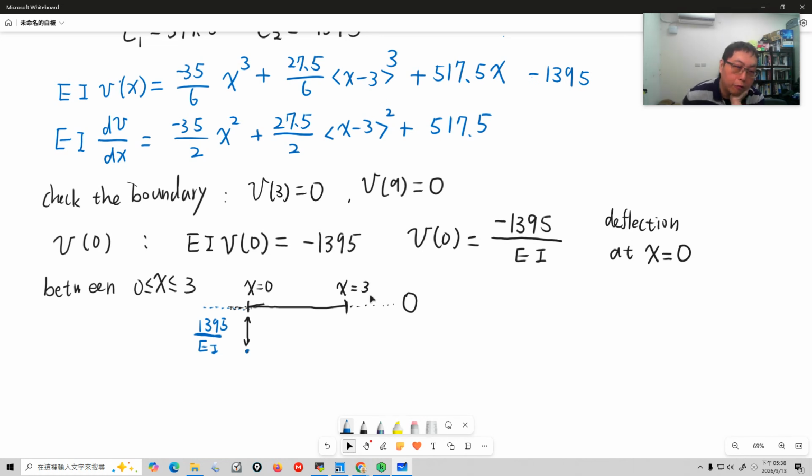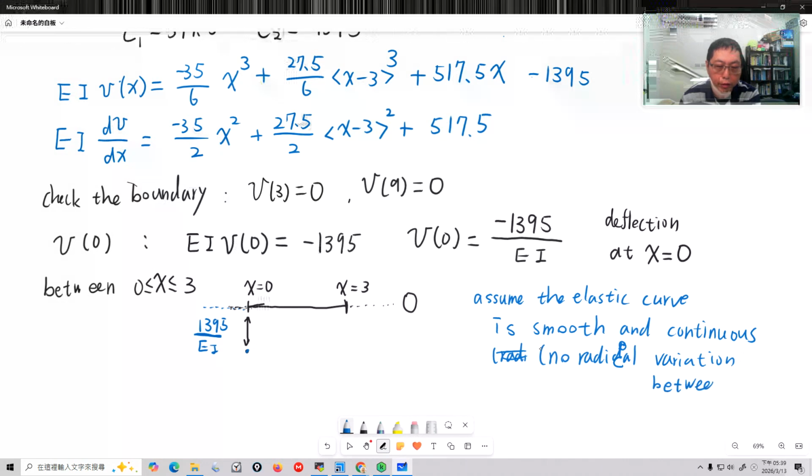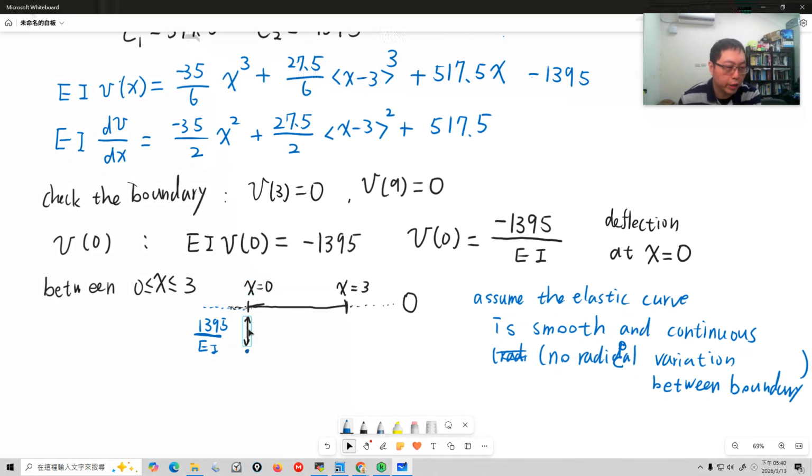So we know the displacement at x equal to 0 and x equal to 3. For the elastic curve, we can assume it is smooth and continuous. That means there is no radical change or radical variation between the boundaries.